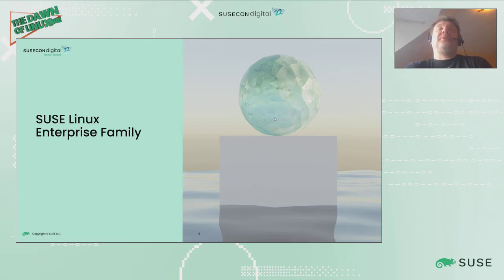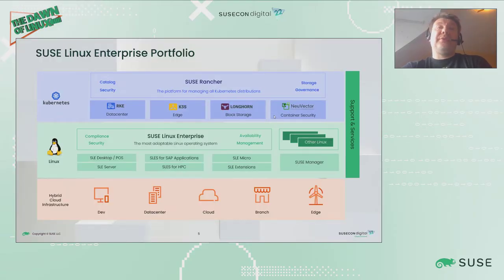So let's start with SUSE Linux Enterprise family. Here you have the overview of the overall portfolio SUSE has, and as you can see, we have two major layers in that portfolio. In the middle, we have Linux, the operating system, and we will talk about that later. And we have also Kubernetes on top, and this is not going to be covered in this presentation. There are many other sessions where Kubernetes and Rancher are explained. So let's talk about the green layer in the middle, Linux.